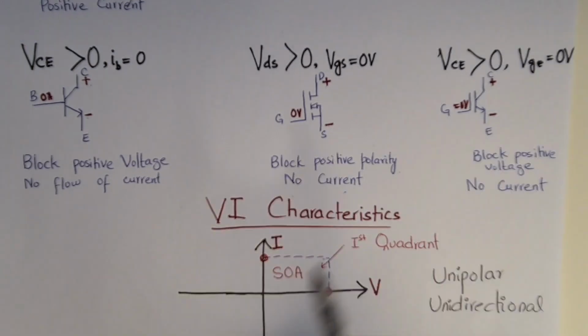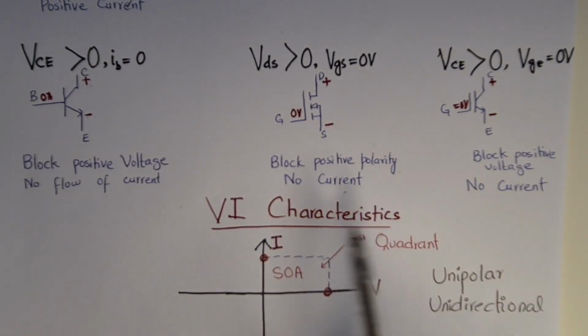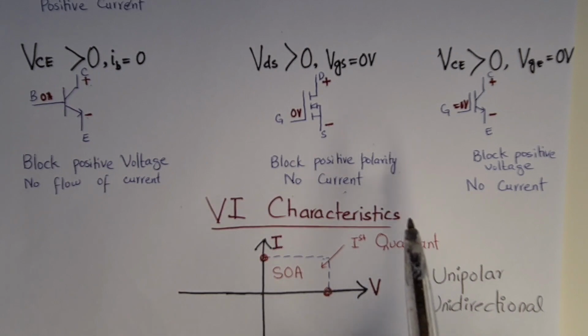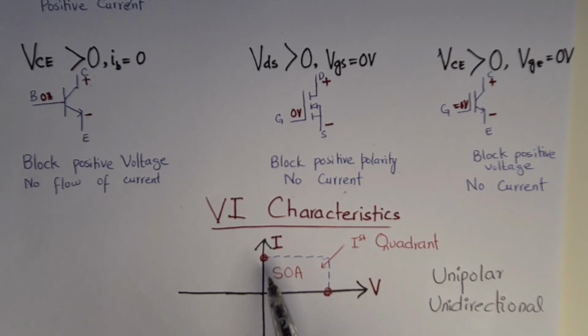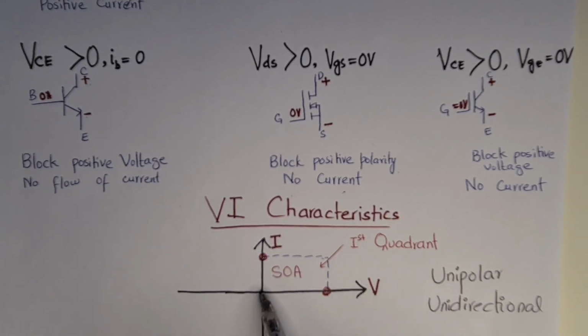Here I have shown the VI characteristics of all these three transistors, BJT, FET and IGBT. When VCE or VDS is greater than 0, they will conduct positive current. So we have positive current and we have 0 voltage when they conduct, and they will block the positive polarity when the gate or base terminal is equal to 0. So all these three transistors are unipolar and unidirectional switches.